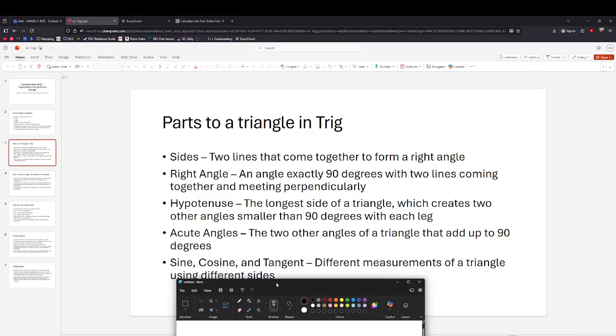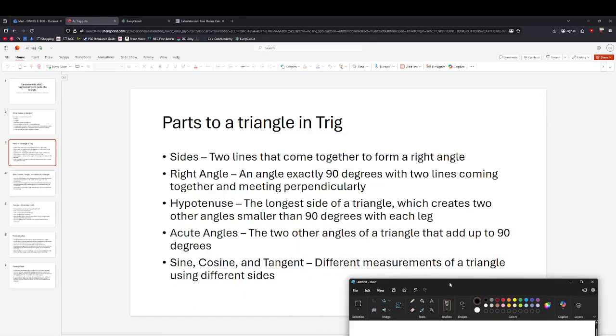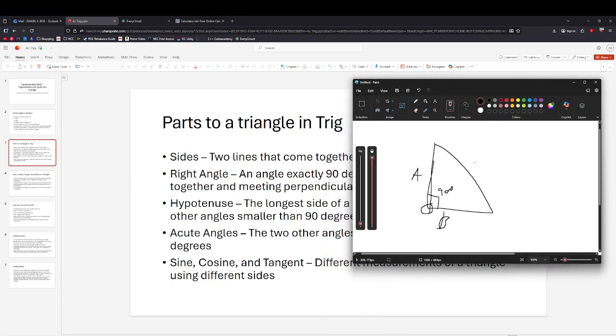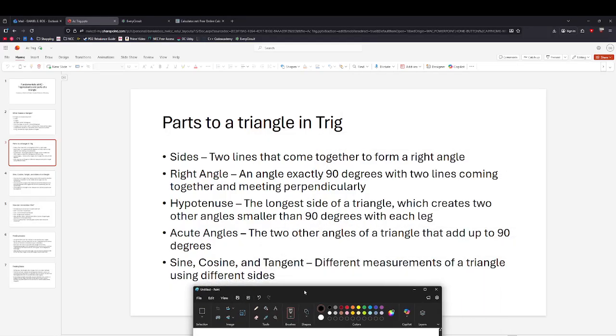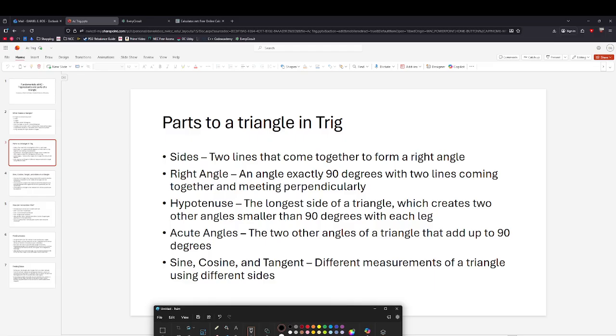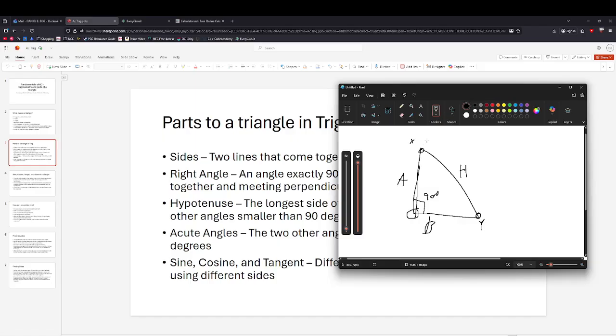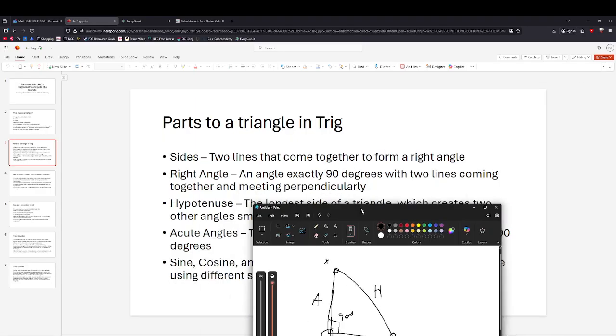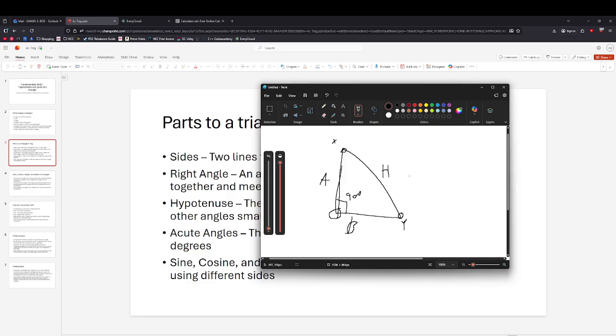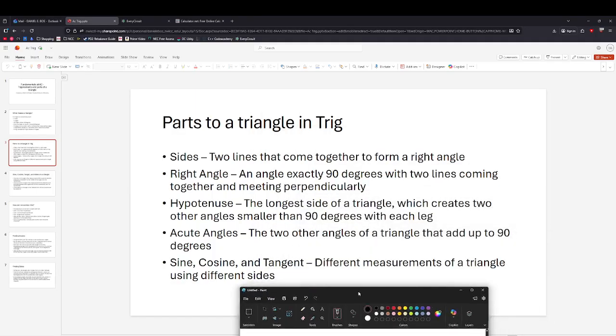Your hypotenuse is the longest side of the triangle, which creates two other angles smaller than 90 degrees, one with each leg. So this is H for hypotenuse. It connects with A to create angle X, and connects with B to create angle Y, is what we'll call them for this purpose. You have two acute angles, X and Y here, that add up to equal 90 degrees, because a triangle has to be 180 degrees. It can't be above, it can't be below.